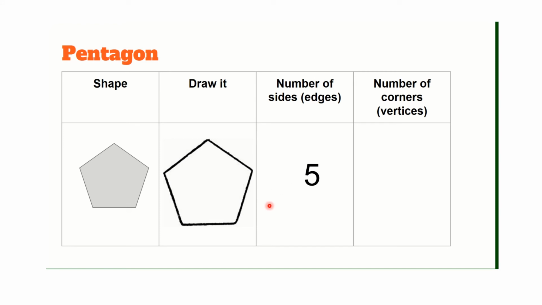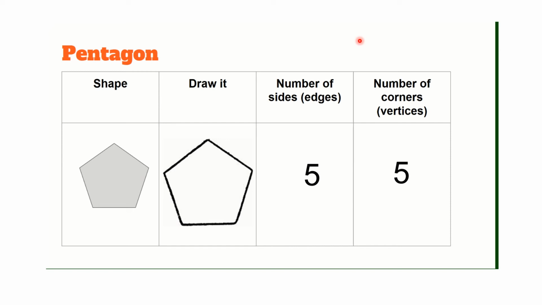Then let's see how many corners it has. 1, 2, 3, 4, 5. It has 5 corners. So a pentagon has 5 sides and it has 5 corners. Now remember, when you think of the word pentagon, think about a house. And remember, the house has a roof and it has a body, so it has 5 sides and 5 corners.